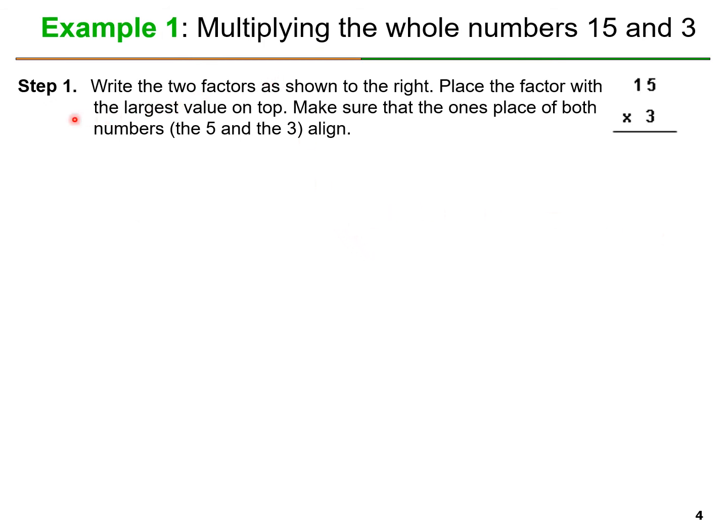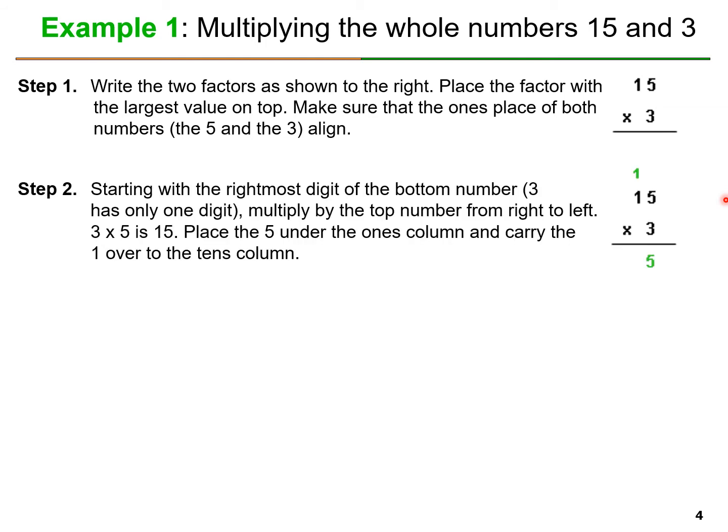Okay, step 1. We're going to write the two factors as shown here. Place the factor with the largest value on top. So 15 is larger than 3, so we put 15 on top. Make sure the ones place of both numbers align. The ones place in 15 is the 5. 3 is in the ones place here. So we see that the 3 and the 5 align vertically.